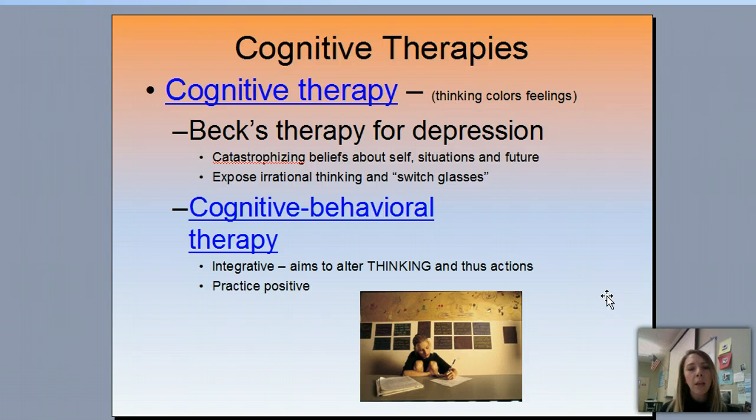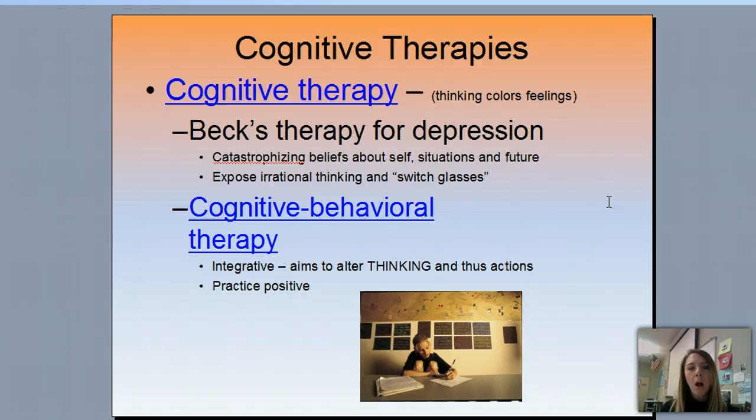So cognitive behavioral therapy aims to integrate new ways to think about the way we think. All right, a lot of thinking here. So it aims to alter our thinking. And because our thinking colors our feelings and our actions, if we can change the way we think, we can change what we do. And this is practicing positive approaches to new situations. So changing the way we think will ultimately change our behaviors and how we feel about our life.